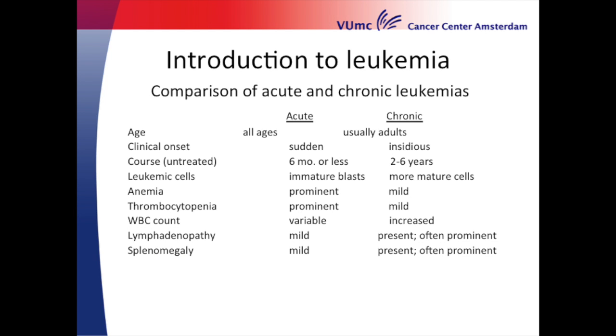In this slide, you see the main differences between acute and chronic leukemia. Especially the differences in the severity of anemia and thrombocytopenia, as well as the presence or absence of enlarged lymph nodes or an enlarged spleen, can help you in determining whether this is more likely acute or chronic leukemia. One aspect I want you to focus on is the white blood cell count. In chronic leukemia, the white blood cell count is almost always increased, but in acute leukemia, it can go either way, increased or decreased.